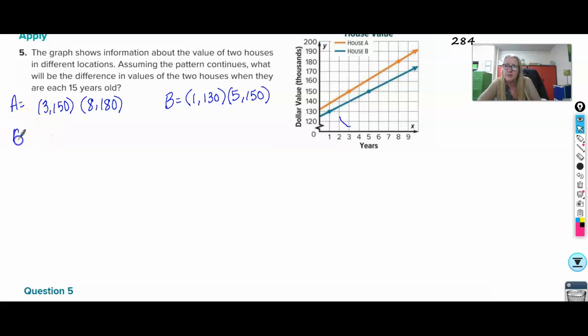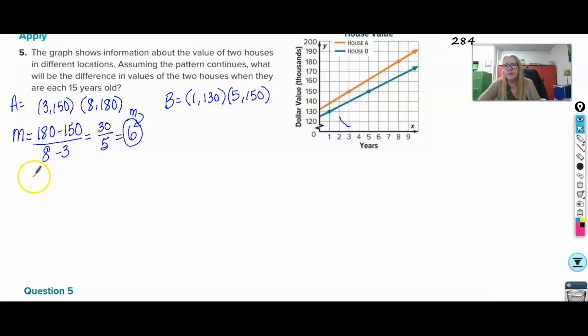Okay, I'm going to use the slope formula. All right, second y minus the first y over second x minus the first x. 180 minus 150 is 30, and 8 minus 3 is 5, and 30 divided by 5 is 6. So our slope is 6, okay?